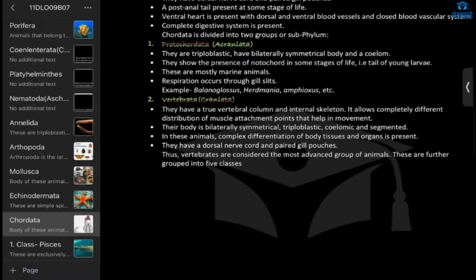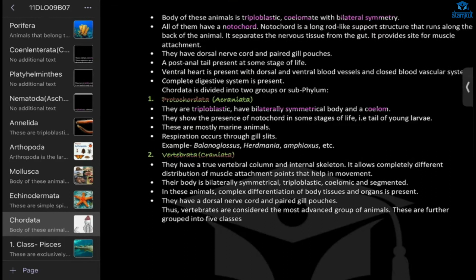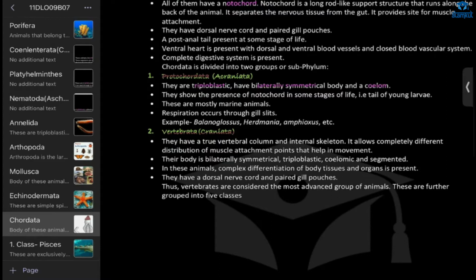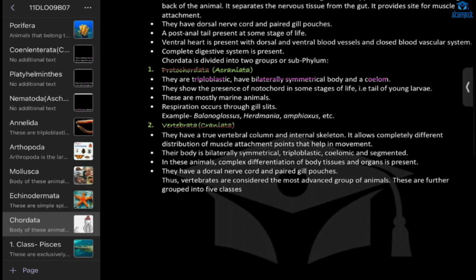Protochordata, this one, and vertebrata, this. Here we have what? They are triploblastic, bilateral symmetric, and coelomate. Same thing, because we have already done it, it is chordata, right? So this will be present. The only difference between protochordata and vertebrata is the notochord. It will be present only in some stages, not throughout the lifespan, like in the tail of a young larva. Afterwards, it won't be present. That is the only difference here.